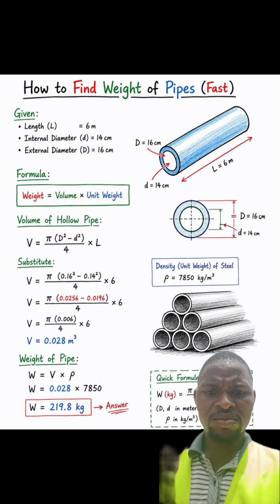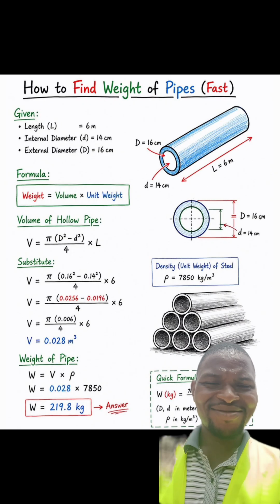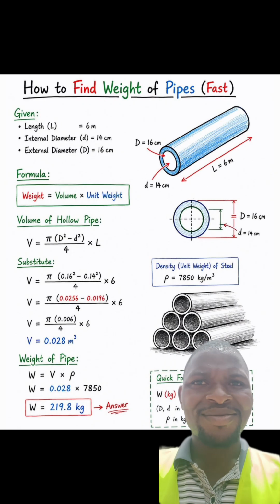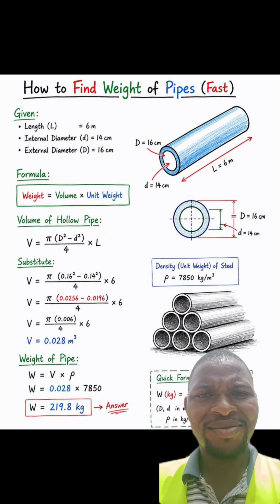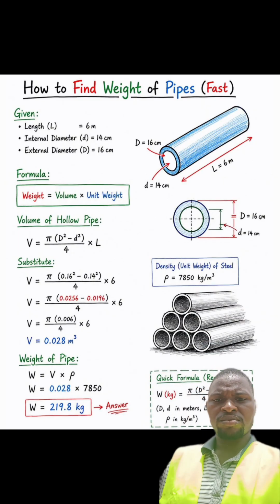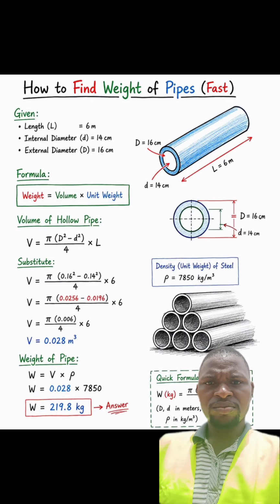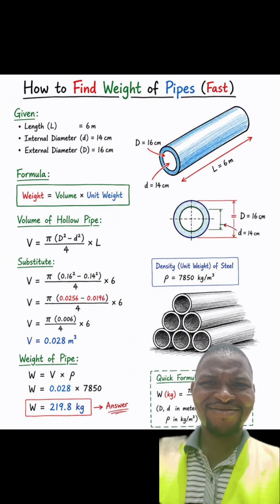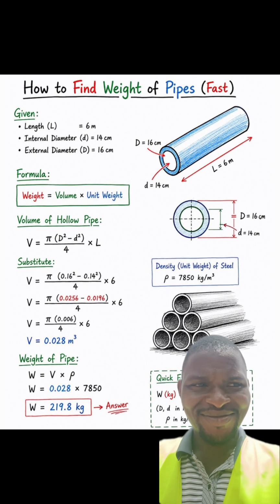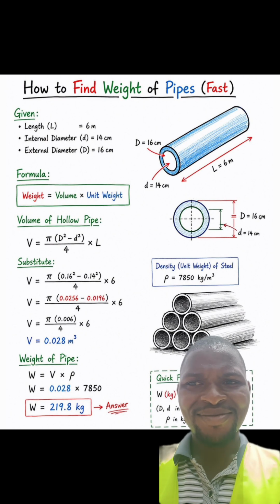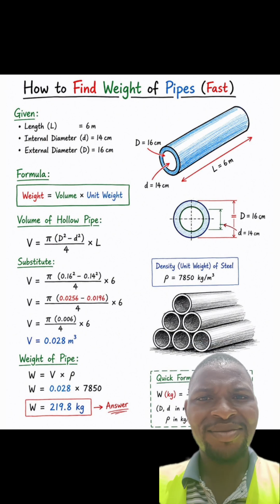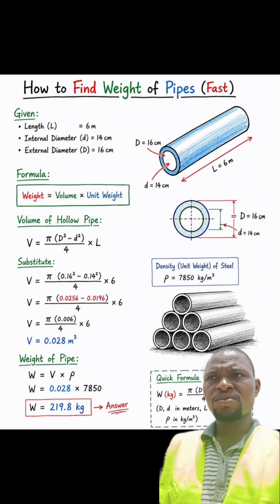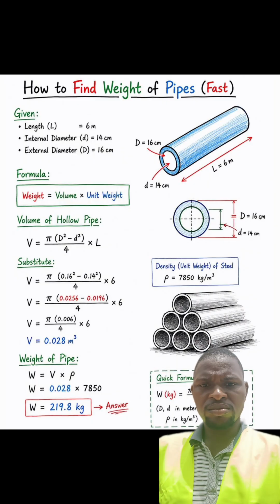So from here you have your L, which is the length of the pipe, is 6 meters, then the internal diameter is 14 cm, and the external diameter is 16 cm. The formula you are going to use is weight equals volume times the unit weight. The volume of the hollow pipe is V equals pi times the capital D minus the small d squared over 4, then times the total length of the pipe.